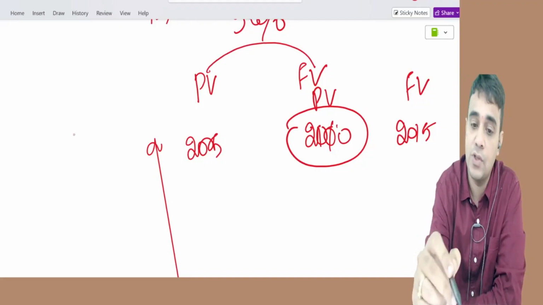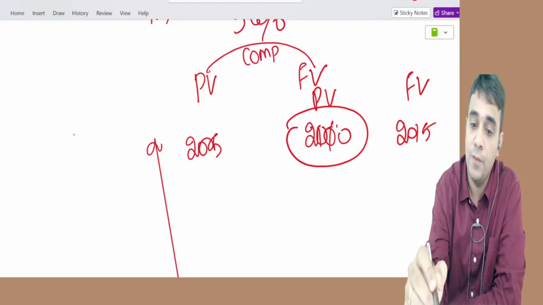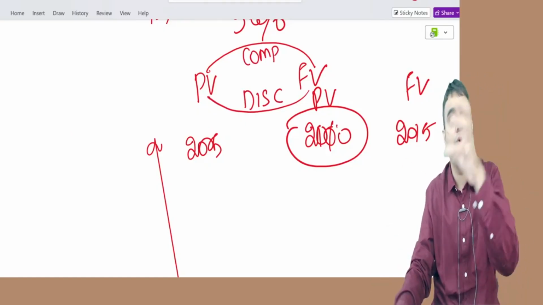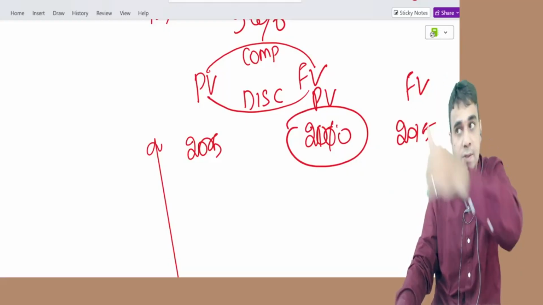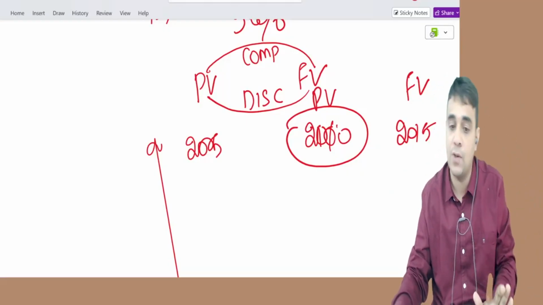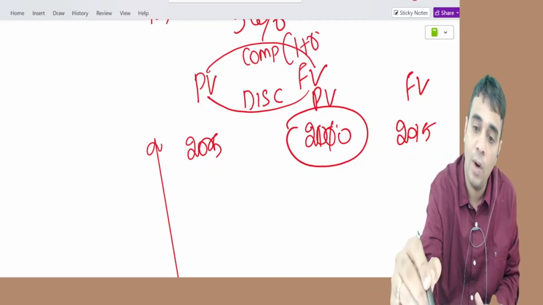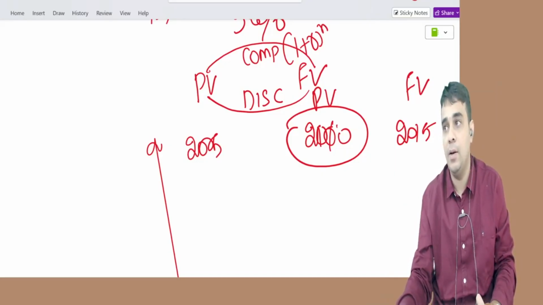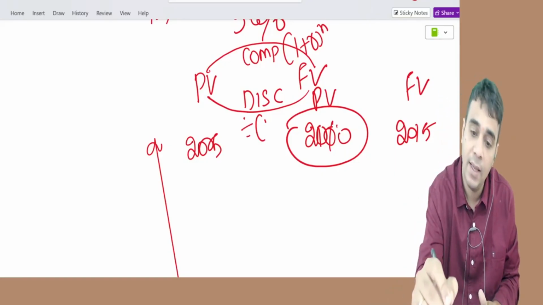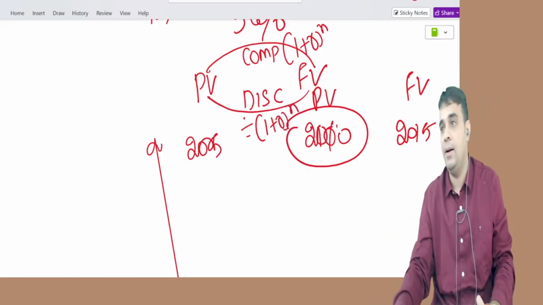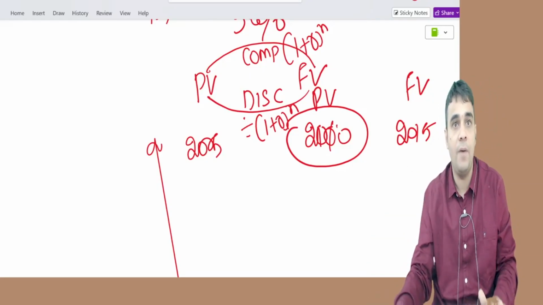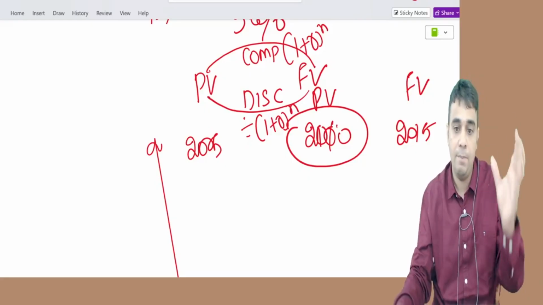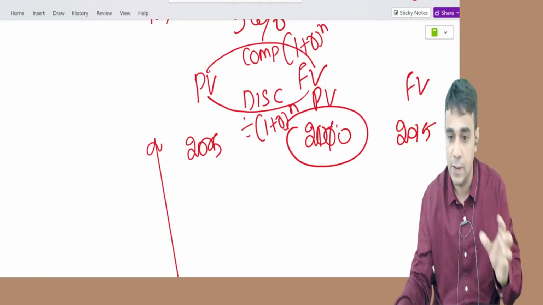Present value to future value is called compounding. Future value to present value is called discounting. You compound the value and go to a future time period; you discount the value and you come to the present. What is compounding? Multiplying with 1 plus r power n. What is discounting? Dividing by 1 plus r power n. Present to future, future to present.